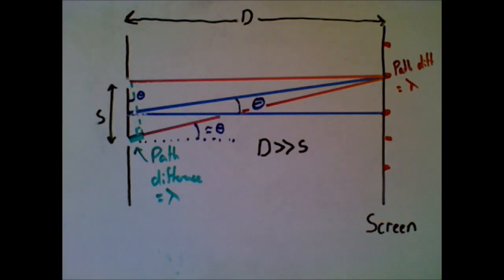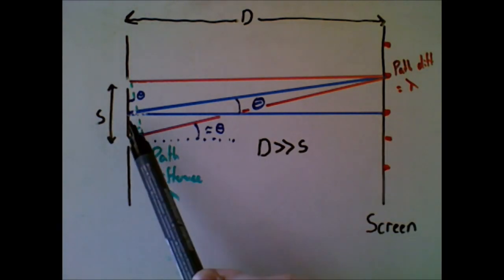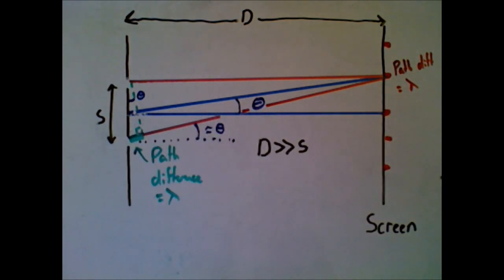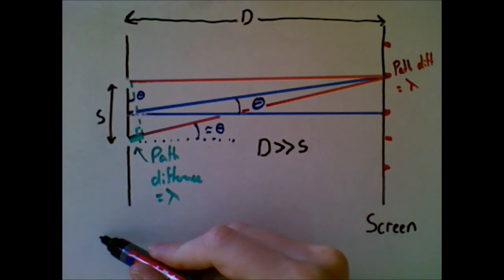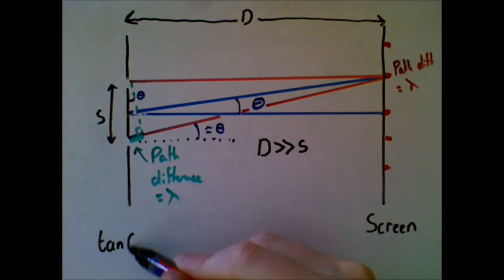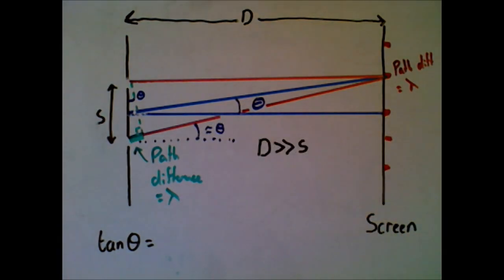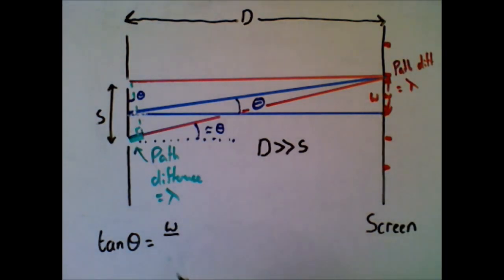So let's have a look, first of all, at the blue triangle. For that blue triangle, we can say that tan theta equals opposite over adjacent. The opposite here is the fringe width, which is usually given the letter W. Let me write it again. W. So tan theta is opposite, that's W, over adjacent. The adjacent here is D.